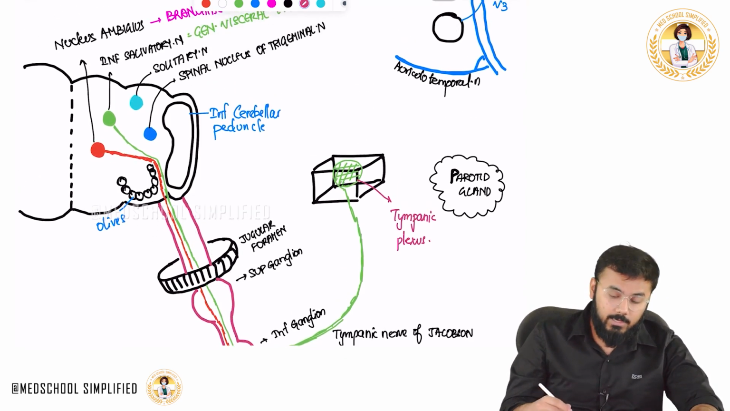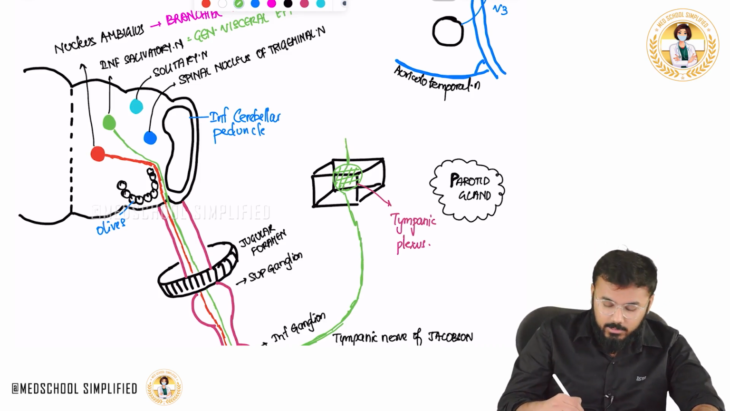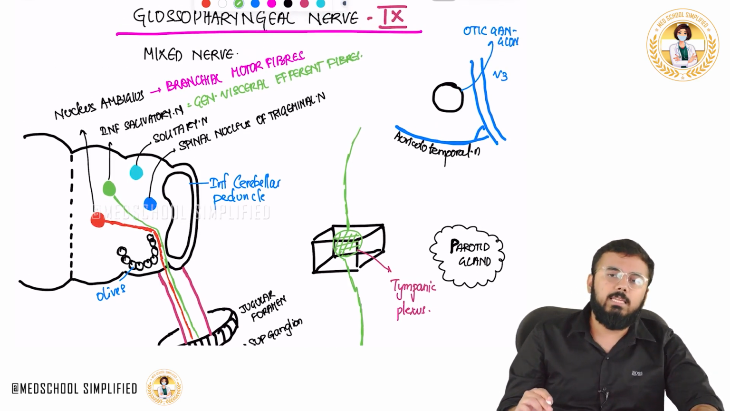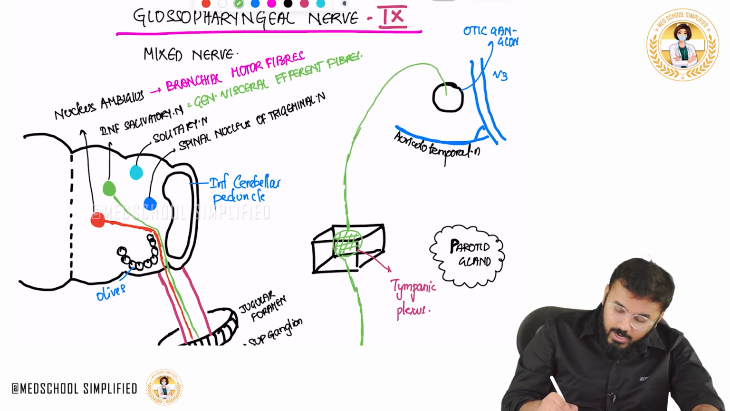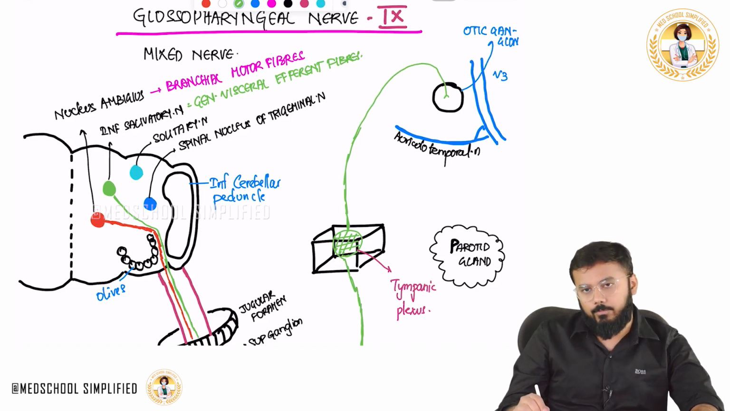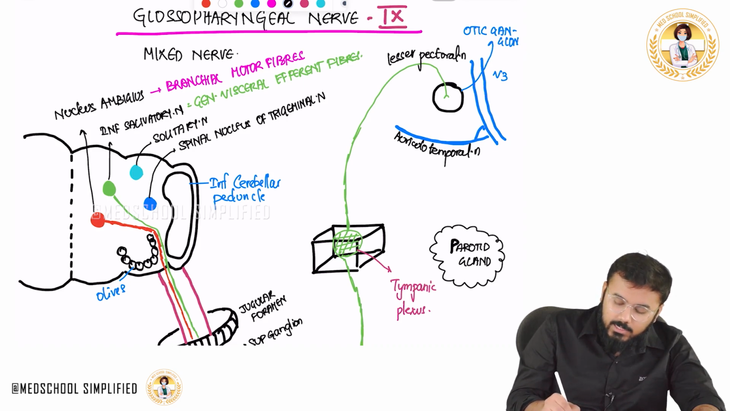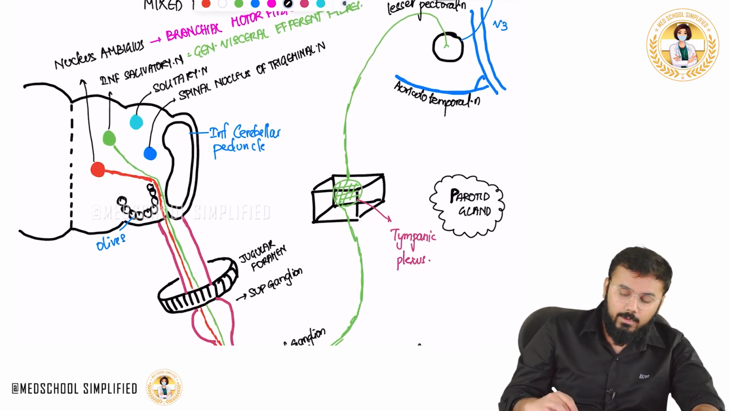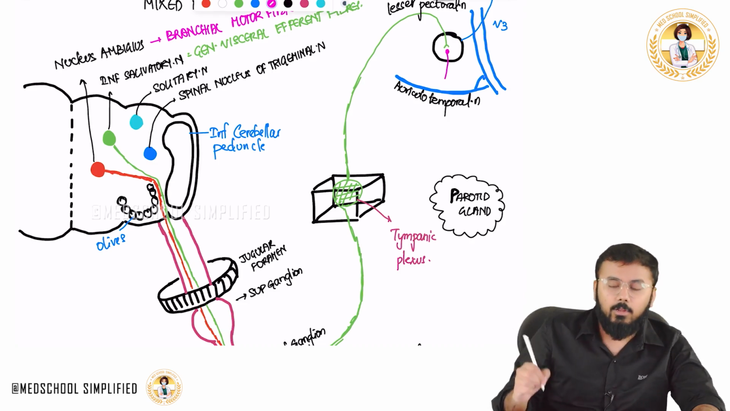Now from this particular tympanic plexus, you see a nerve that is coming out, right? This particular nerve is called the lesser petrosal nerve. This lesser petrosal nerve will enter into your otic ganglion. Once after entering into your otic ganglion, here it will terminate on postganglionic fibers.